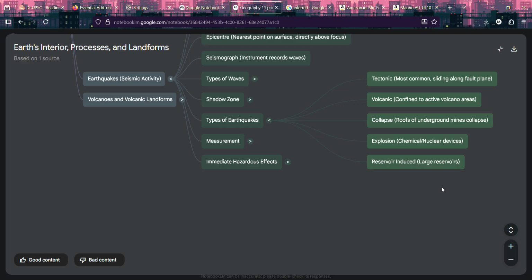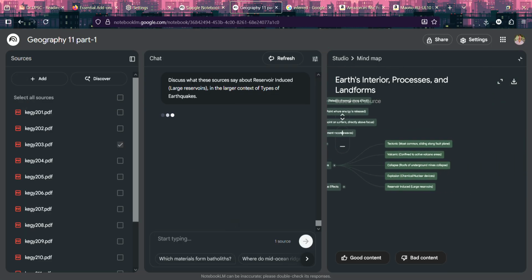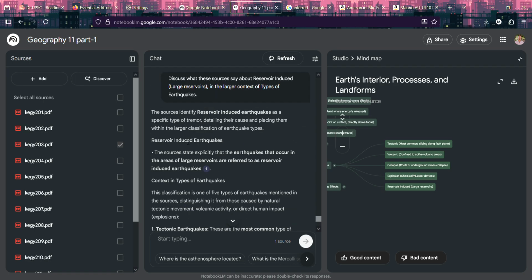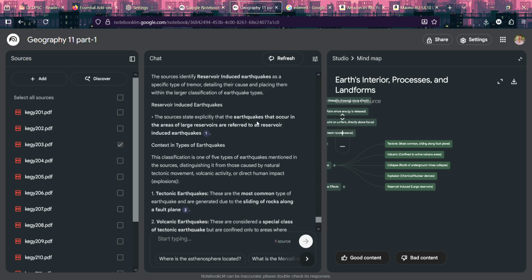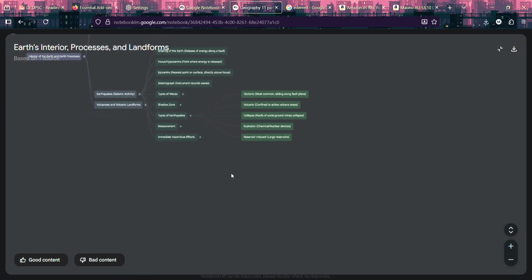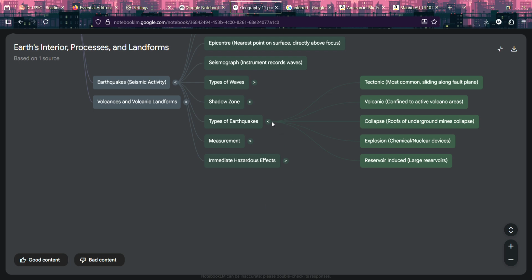A large reservoir is an area where some liquid is stored. Okay, whatever it is. The reservoir-induced earthquake is one that occurs in an area of a large reservoir, which refers to the reservoir in its context. It's the same thing I said.